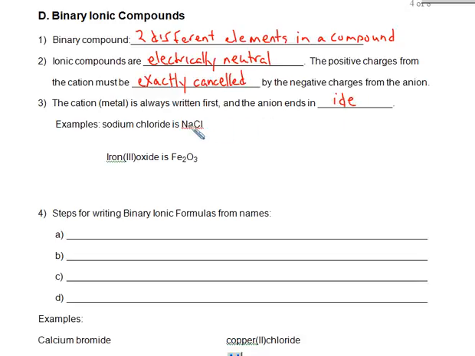So, for example, NaCl is sodium chloride. Now, let's take a look at what we mean by electrically neutral. Sodium, the symbol for that is Na. Because it's an alkali metal, its charge is just going to be +1. And then we've got chlorine. This forms chloride. Its charge is always -1. A positive and a negative exactly cancel each other, so the charges cancel.